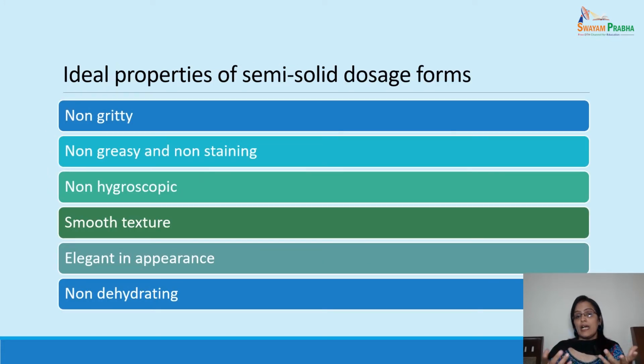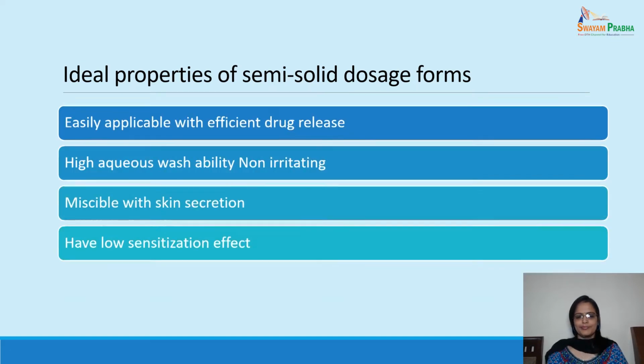Now what must be the ideal properties of semi-solid dosage forms? Non-gritty, non-greasy, non-staining, non-hygroscopic, with a smooth texture, elegant in appearance, and non-dehydrating. So these are a few properties of semi-solid dosage forms. And if we add a few more, it should be easily applicable, have high aqueous washability, be miscible with the skin secretions, and have a low sensitizing effect. That means it should not cause any kind of allergic reaction to the body.